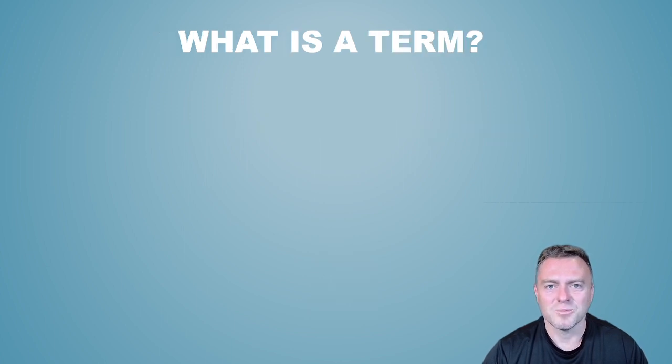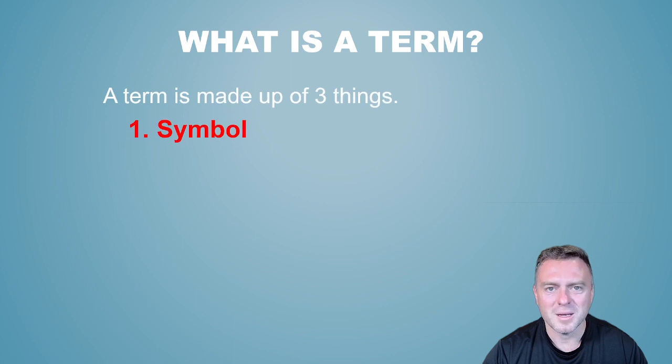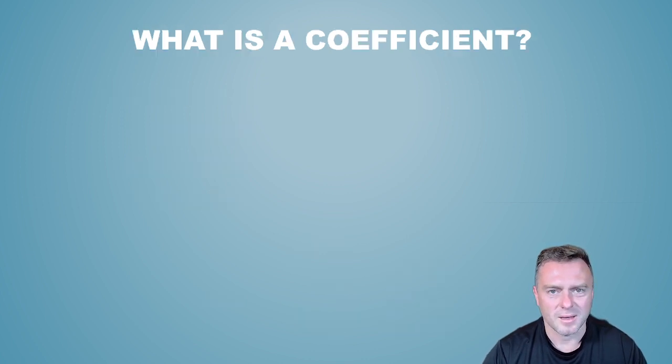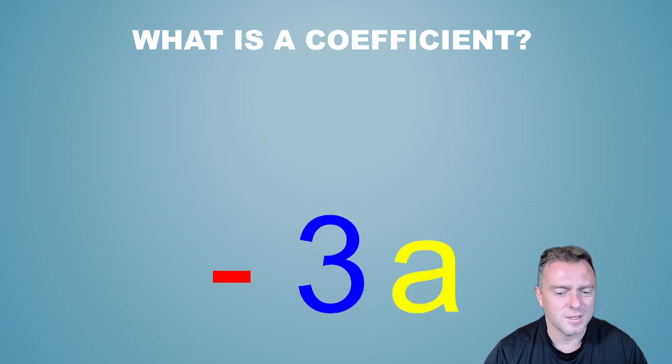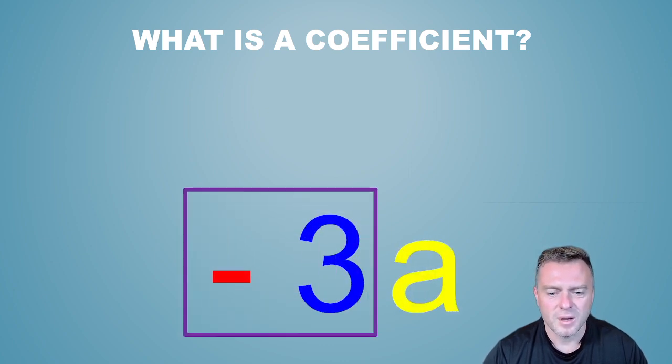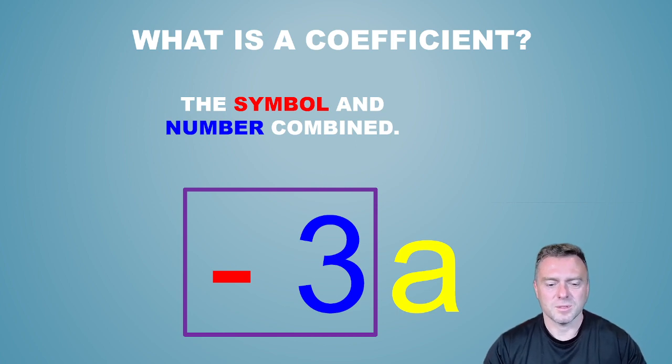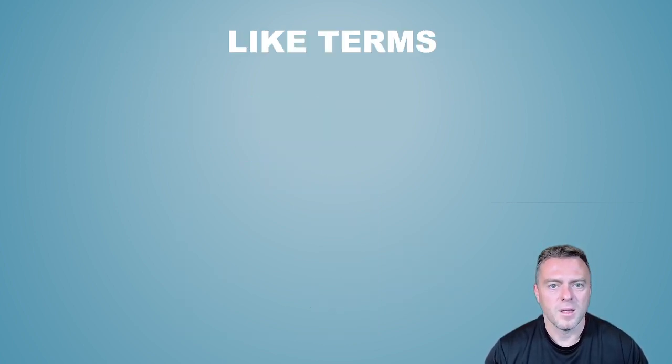The next question then is, what is a term? So a term is made up of three things. It has a symbol, it has a number, and then it has a variable. So in this case, I don't have 3 apples. That's the way that I would read that. Then the coefficient is basically the number and the symbol that is attached to the front of the variable. So the coefficient in this case here is -3. So that represents the quantity of the apples that have happened.